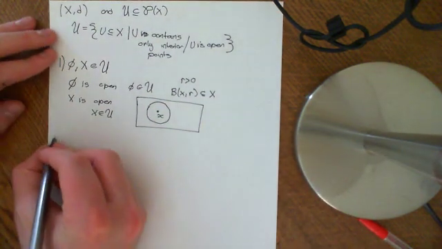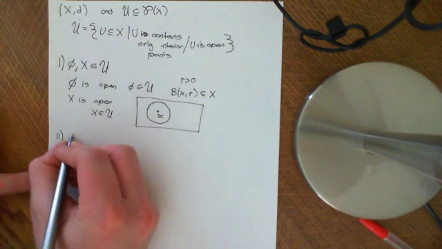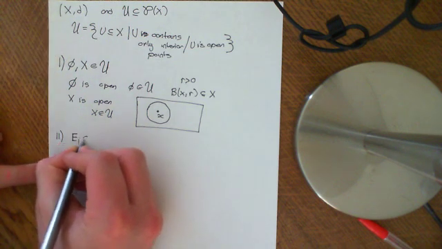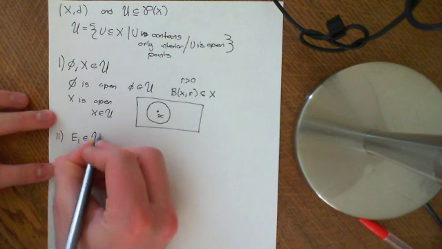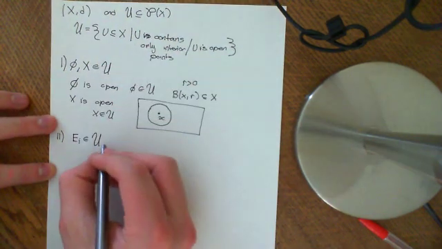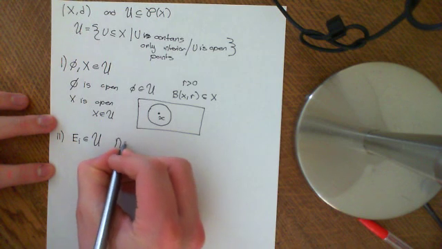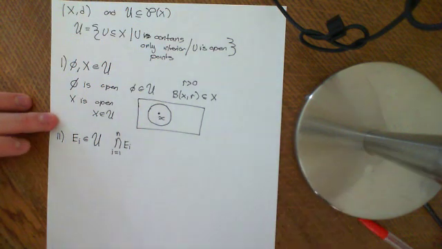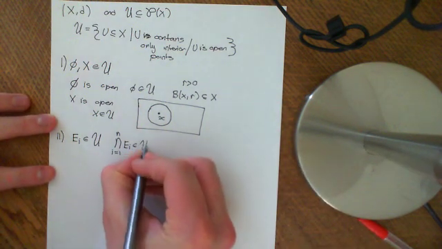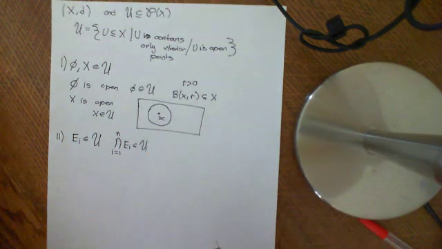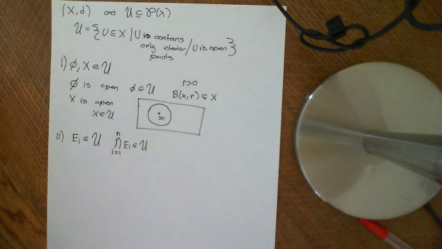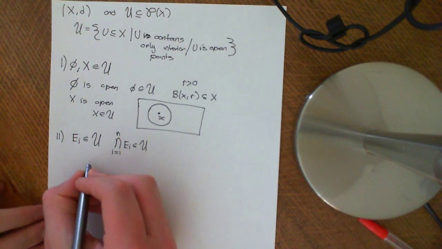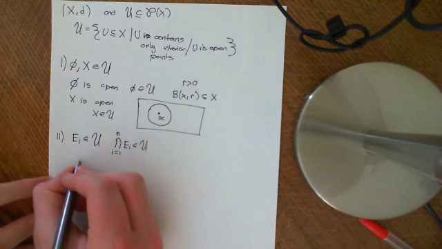So the second axiom of topology: if the E_i are elements of this set up here, big U, then I need to prove that the finite intersection of them is also open. So I need to show that this intersection is going to be an element of U. That corresponds to showing that if I take a finite number of open sets, their intersection is also going to be open.